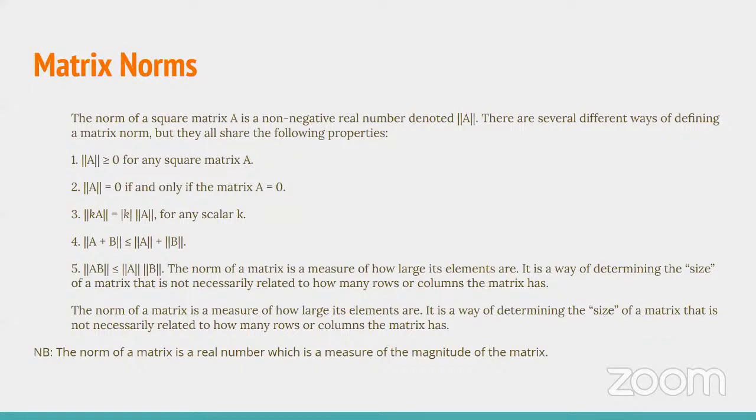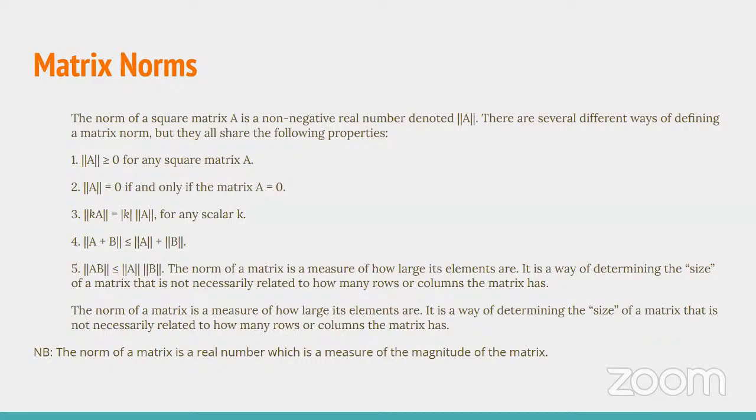All right. The last one says that when you find the product of two matrices and you find its norm, it must also be less than or equal to the product of their individual norms. So the norm of a matrix is the measure of how large its elements are.